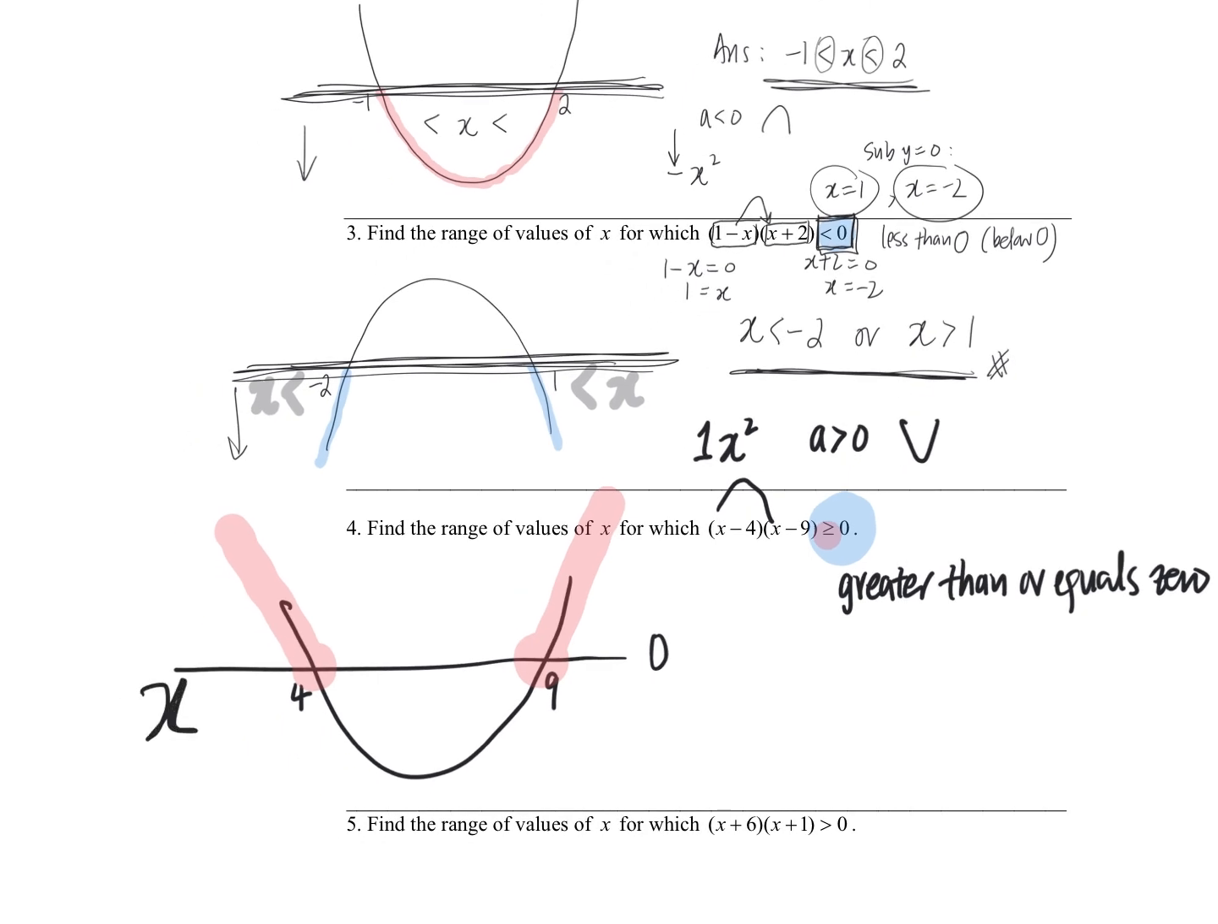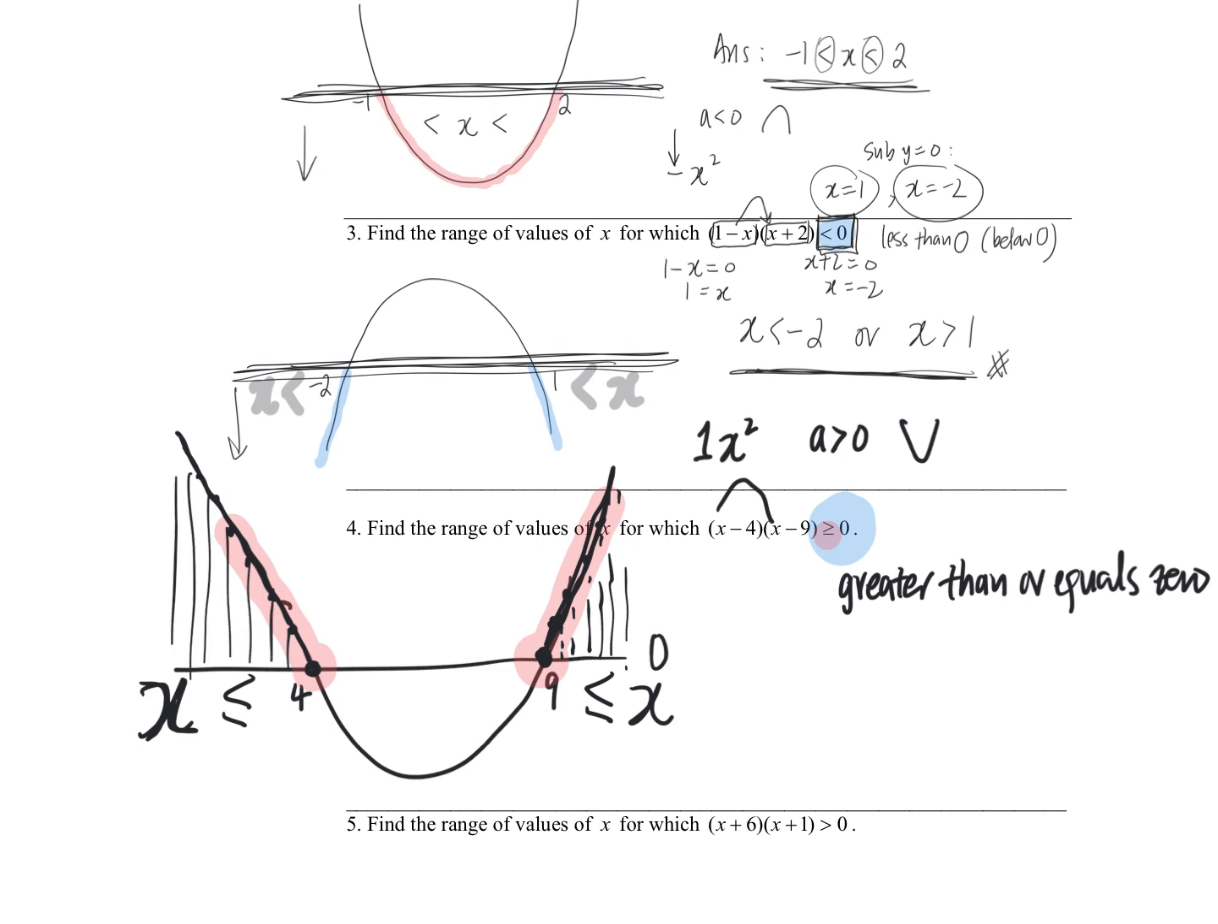Everything that is less than or equals to 4, because I want to include the equal to 0. And I want everything that is greater than or equals to 9. Every solution you find on this part will have x values greater than or equals to 9. All the solutions on this other part of the graph will be less than or equals to 4 if you read from the number line. So this is your solution set.